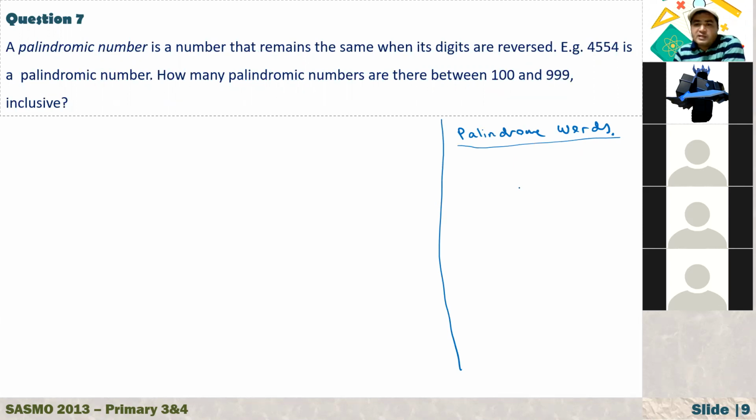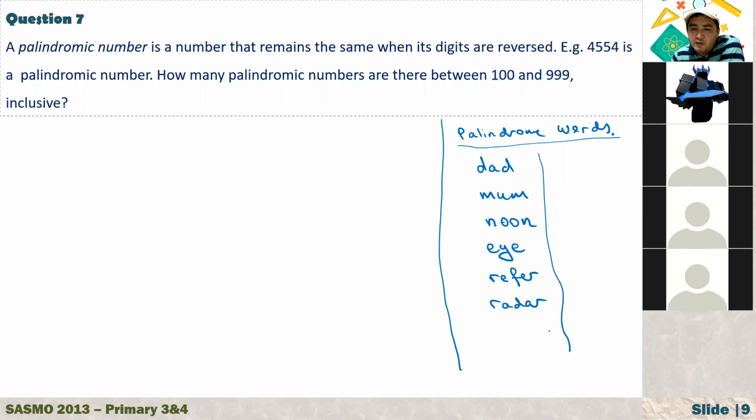Palindromic words are words that, when you read from left to right or right to left, are read the same. For example, dad. From left to right, D-A-D. From right to left, D-A-D, dad. Another example is mom. Another example is noon. From left to right, noon. From right to left, noon. Another example is I. Another example is refer. Or another example is radar. So Yasmin, can you give me some examples of palindromic words?